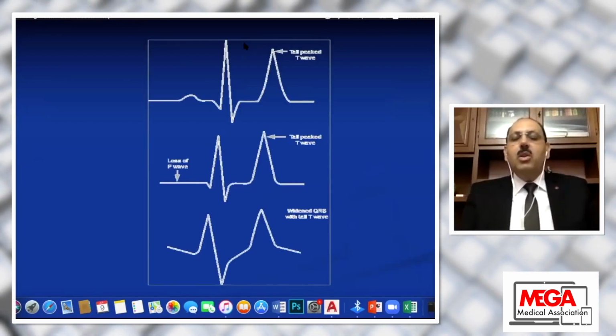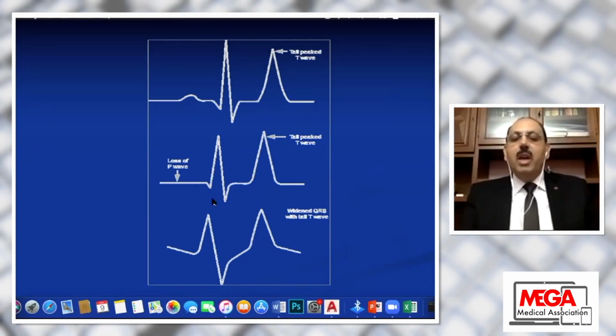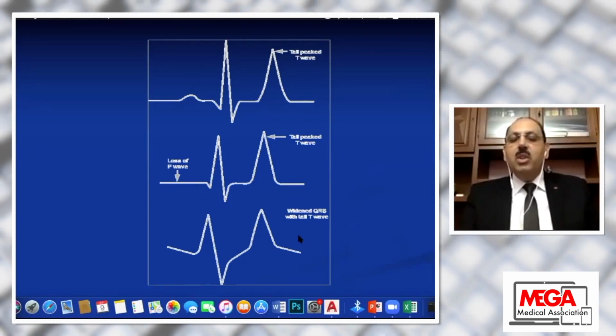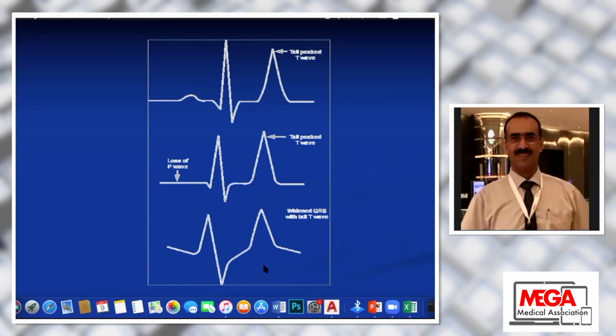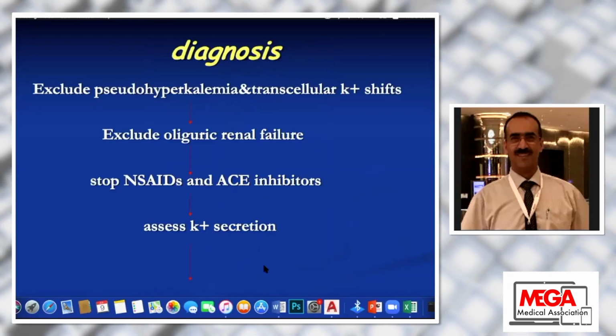Here also, it appears as a peaked T wave, then loss of P wave and widening of the QRS with tall T wave, progressing to sine wave and then ventricular fibrillation.